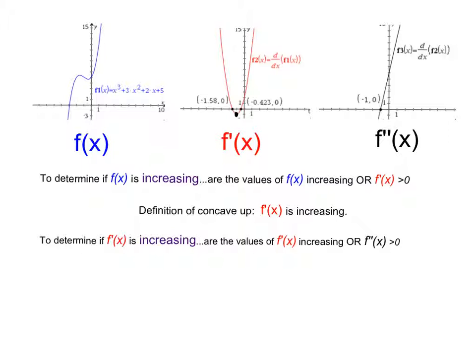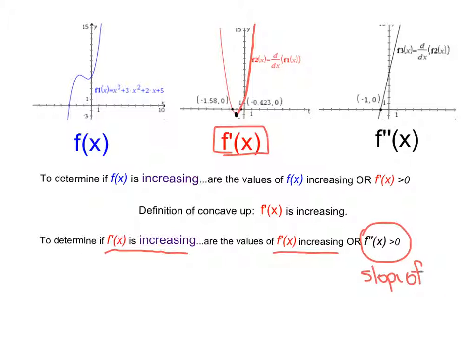So what we can say is that if we want to determine if f prime x is increasing, then we can look at the values of f prime x. And if they are increasing, then f prime x is increasing. So we can see on this interval that the values of f prime x are increasing. Now, if you don't have a graph of f prime of x, then you can look at the second derivative of x. And if the second derivative of x is greater than 0, which just means if the slope of f prime x is positive, that means f prime x is increasing.